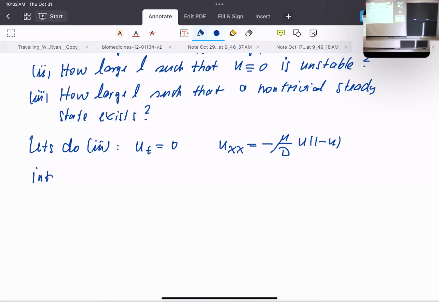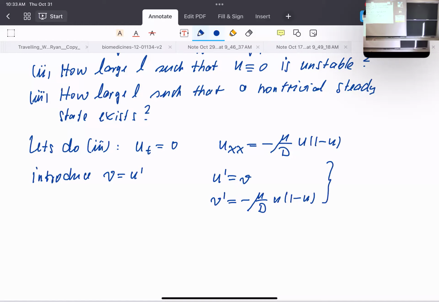So I introduce v to be u prime, and then I can write this as a system. And I use the prime now for the spatial derivative. So then I have u prime is v, and v prime, which is u double prime, is minus mu divided by D times u(1 minus u).